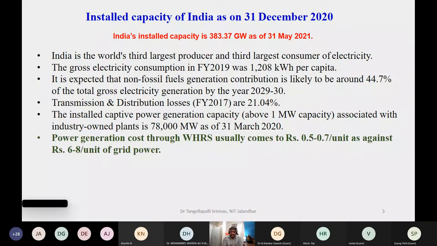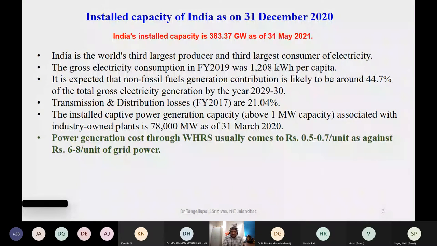And also economically it is more encouraging. You can see the power generation cost through this waste heat recovery comes to 0.5 to 0.7 rupees per unit. Very cheap compared to the current tariff of 6 to 8 rupees per unit. State to state it will change. Especially in Punjab, it is far too costly. Some states like Tamil Nadu are comparatively cheap. So on average it is 5 or 6 rupees in India. That is costly, actually speaking.